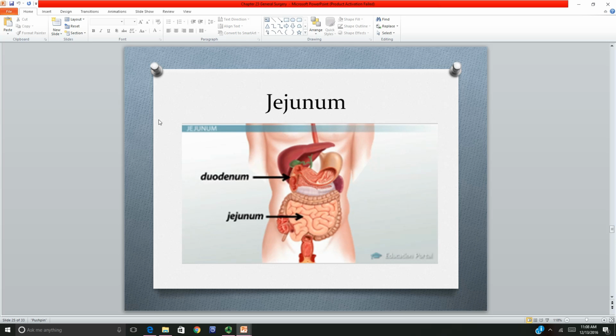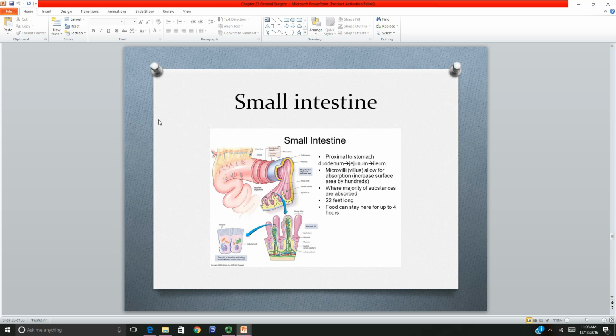The jejunum is about 9 feet long and connects with the ileum, which is about 13.5 feet long. They are suspended from the abdominal wall by a sheet of vascular tissue called mesentery that supplies blood and lymph to the lower sections of the intestine. The inner surface of the small intestine has finger-like projections called villi, which increase the surface area of the intestinal lumen and contain blood and lymphatic vessels. The small intestine ends at the cecum, which is the first part of the large intestine.